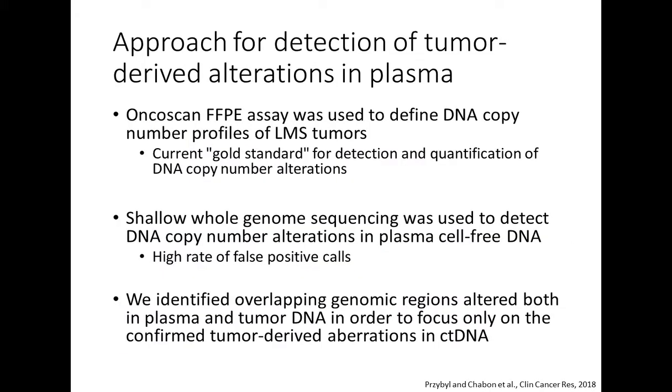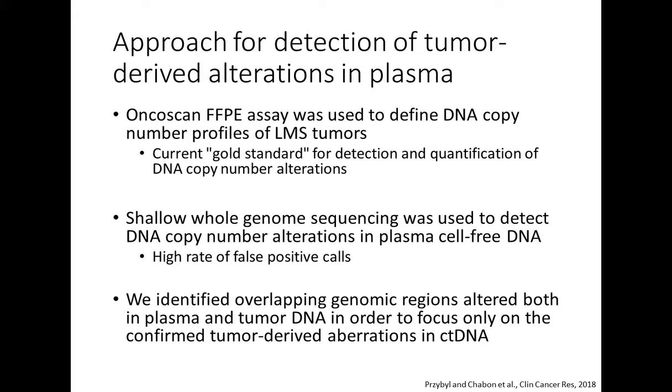After characterizing genomic profiles of leiomyosarcoma tumor specimens, we aim to identify tumor-derived alterations in cell-free DNA in patient-matched plasma specimens. OncoScan FFP assay was used to define DNA copy number profiles of leiomyosarcoma tumors because SNP arrays are currently the gold standard for detection and quantification of DNA copy number alterations.